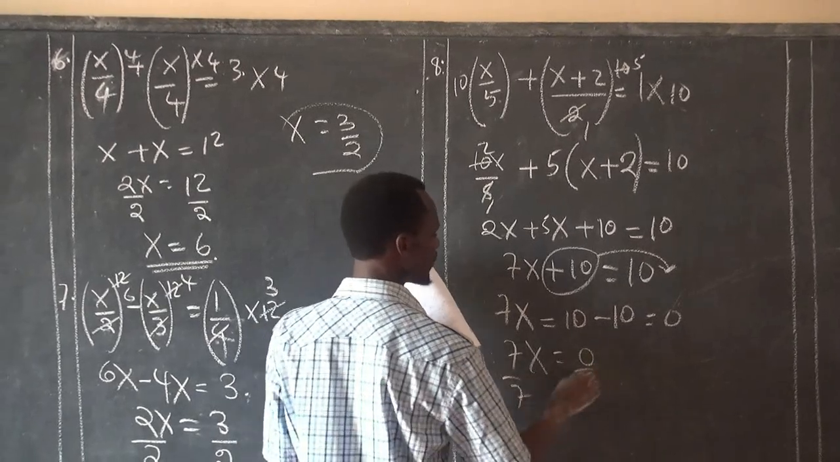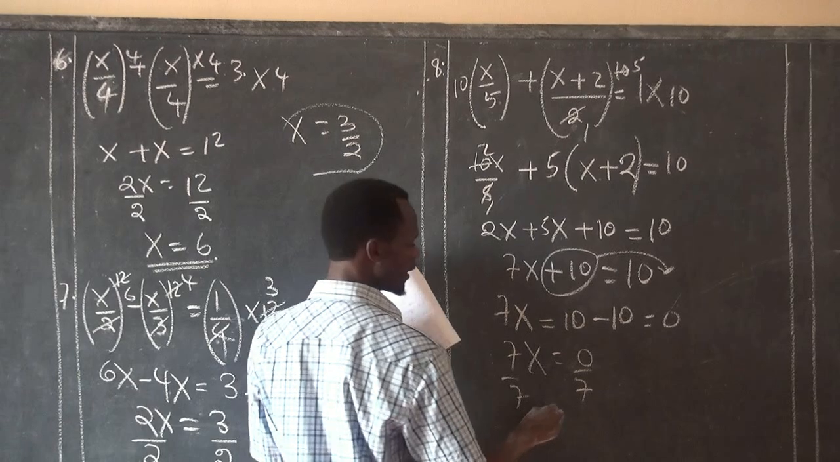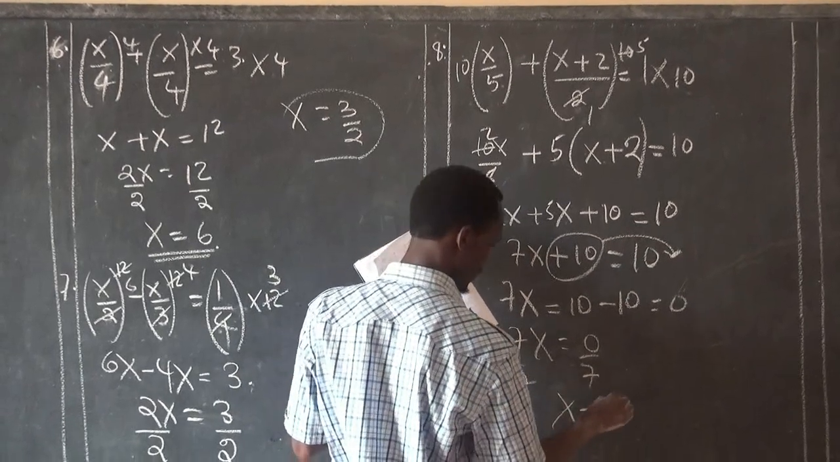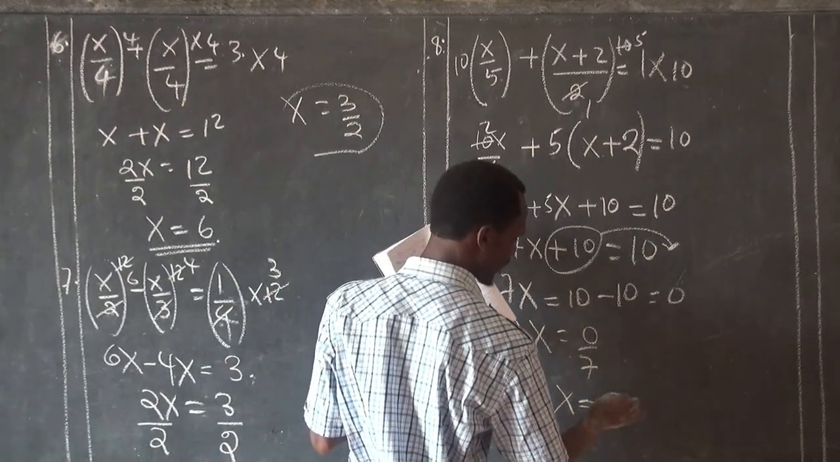Now 7x is equal to 0. Now divide by 7. 0 divided by any number is 0.